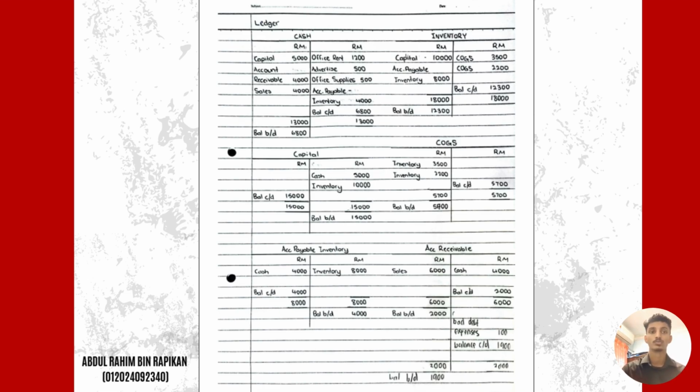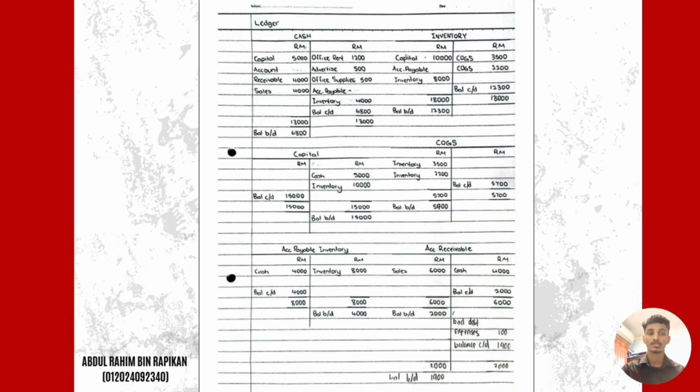For cost of goods sold, it's on the debit side, where inventory is 3,500 and inventory 2,200. So the balance BD would be 5,700. Next, moving on to the account payable inventory. On the debit side, cash. On the credit side, inventory. If you look here, the credit side is higher, which is 8,000. When you minus the debit side, you will get 4,000 as balance CD. So move it to the balance BD as 4,000.